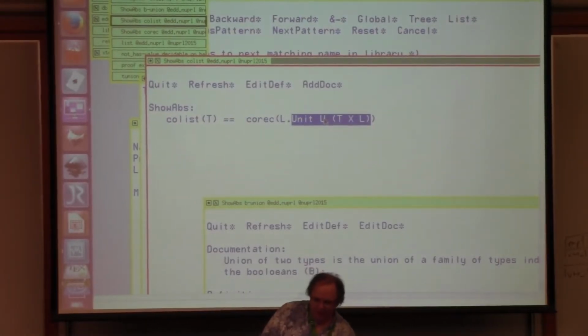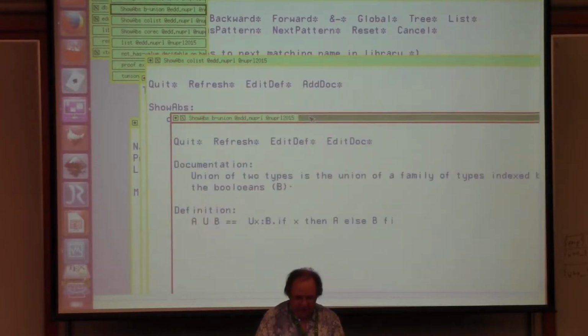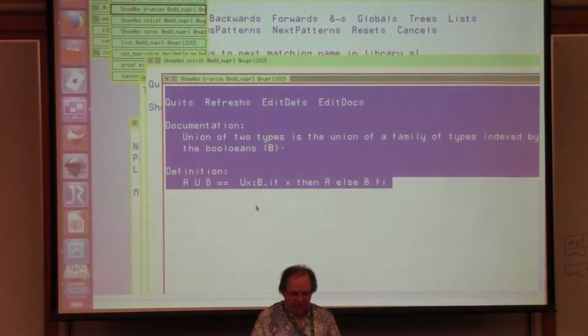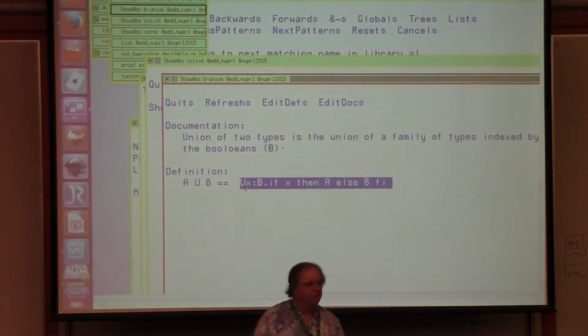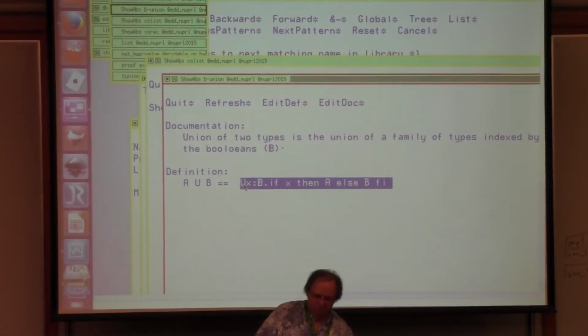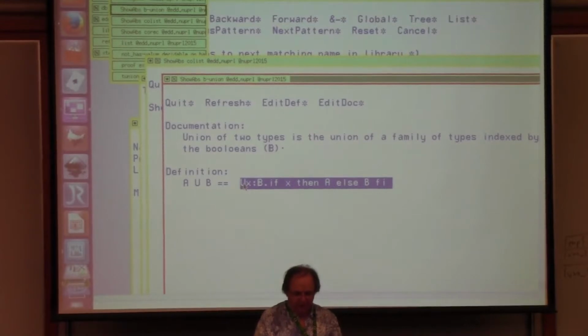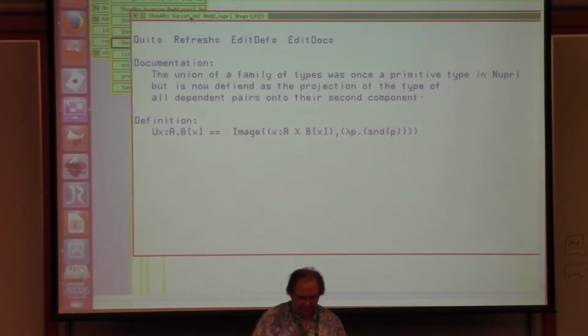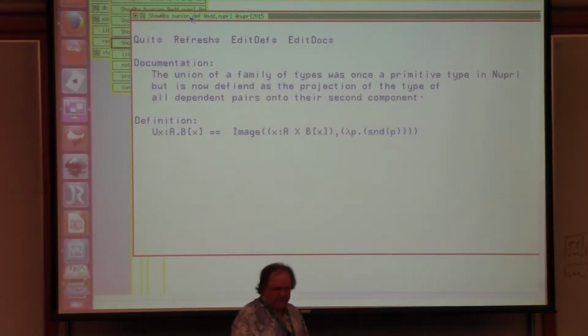And anyway, here's the union of two types, A union B. Well, that's just a special case of the concept of a union of a family of types, but just indexed by Boolean. So what's the concept of the union of a family of types? This is kind of a cool thing. So we're getting down to a primitive type here, but anyway.